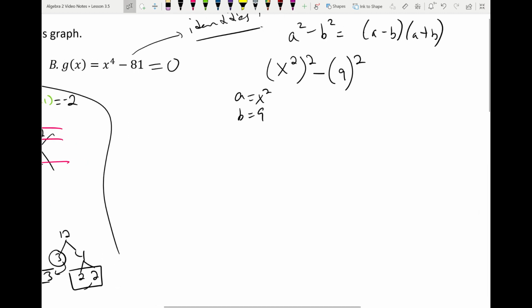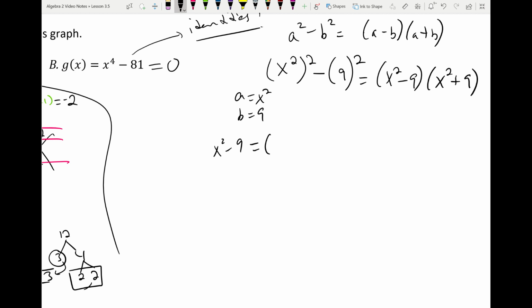So then we can plug that in here. This equals x squared minus 9, times x squared plus 9. There you go, that takes care of that. Now this here is another difference of squares, so let's look at that one real quick on the side. This is x squared, that's a squared, minus b squared. 3 squared is 9, so a is x and b is 3. So we can rewrite this as a plus b, a minus b.